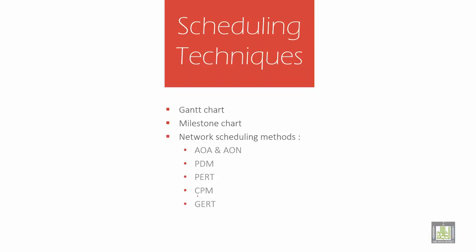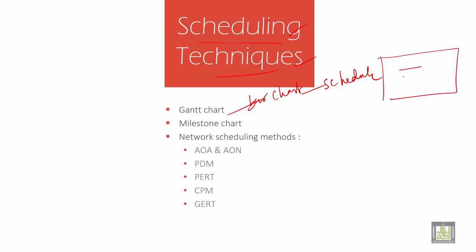Then we have scheduling techniques, which are very important. The Gantt chart is a type of bar chart that illustrates a project schedule. We have a chart like this, with months from January, February, March, and you put the activities here: 1, 2, 3, 4. It shows how the time works and whether the work can be completed in January, February, or March. So we have an overall idea about the completion of work in a chart format.